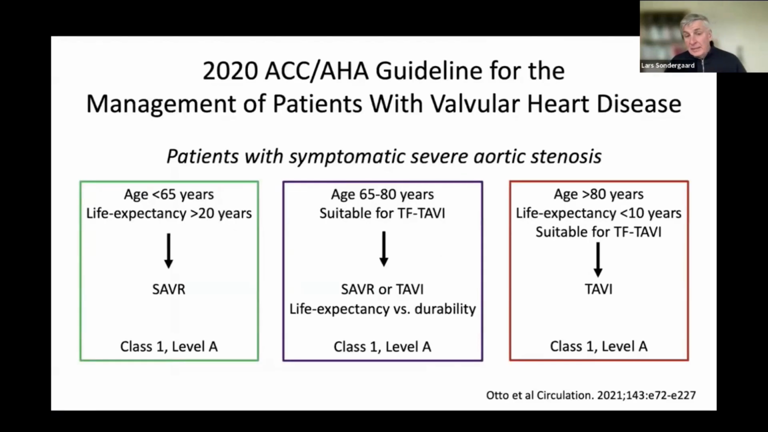As I mentioned before, this is the American guideline, how it divides patients into 3 groups: younger than 65, surgical aortic valve replacement; between 65 and 80 years, the heart team should discuss surgical or transcatheter aortic valve replacement; and more than 80 years of age, it should be TAVI.